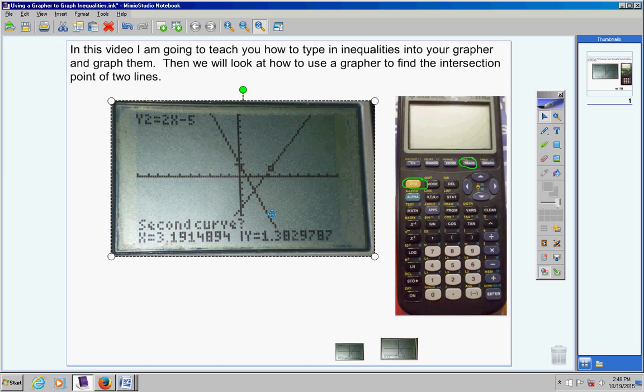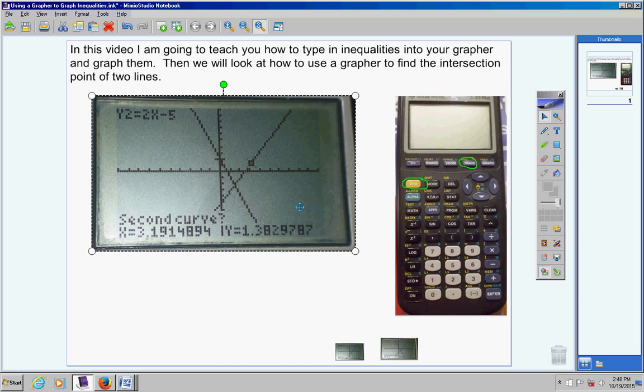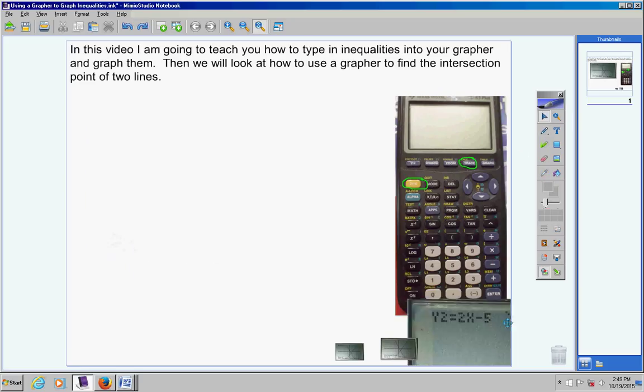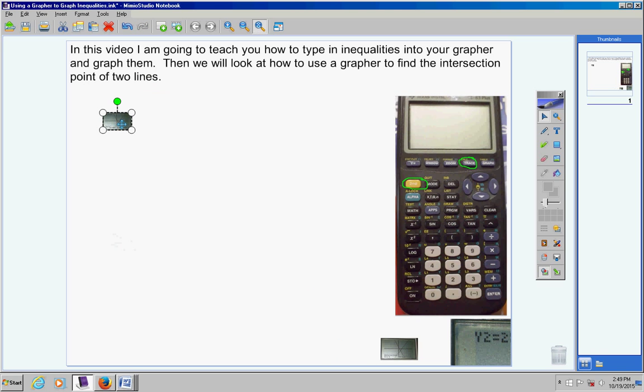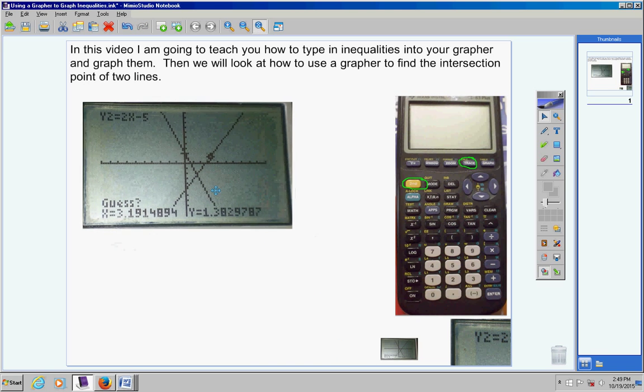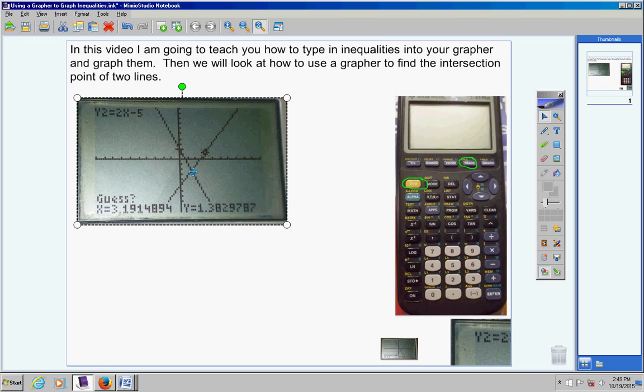It should say second curve. Now what it's asking you now is, okay, what's the other graph that forms the intersection point? Well, obviously it's this line right here. And because there's only 2 lines on this graph, then the black little flashing dot should have jumped to the other line automatically. If it didn't, you'll want to move it over to there and then hit enter. Now when you hit enter, it then says guess with a question mark. In other words, are you ready to find out the approximate intersection point right here? So you hit enter. When it says guess, you hit enter.